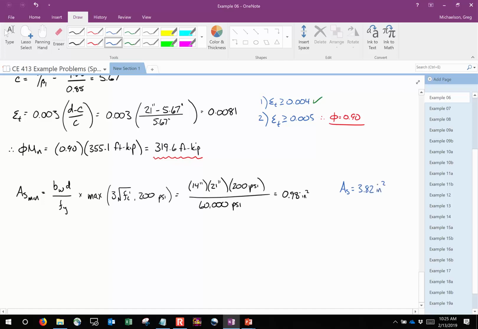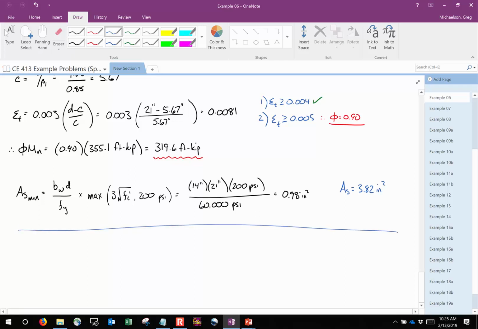So what does that mean? We're good, right? When this design was all said and done, we needed to provide at least 0.98 square inches of steel, and we provided that and then some. Like I said, usually 999 times out of 1,000, this check is a formality. Usually you're fine. You're providing way more steel than your minimum requirement.